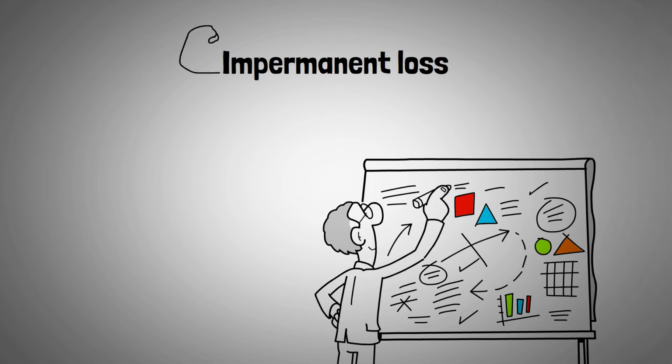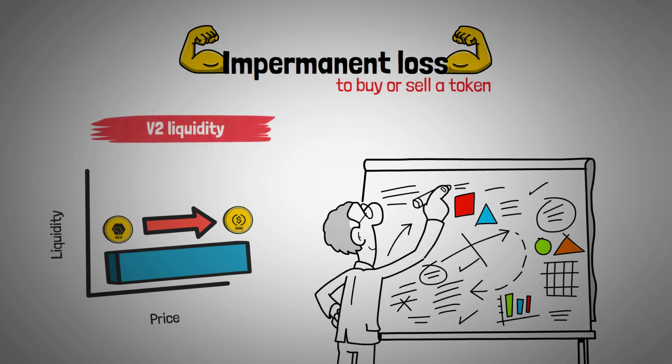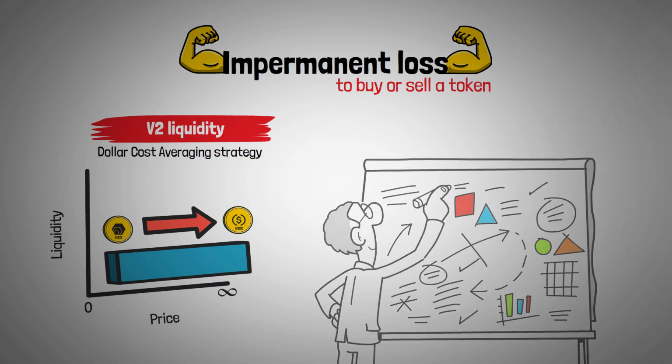However, providing liquidity can also be a strategy where impermanent loss works in your favor, effectively causing you to buy or sell a token. As the price moves across your range, you automatically exchange one coin for another. A V2 liquidity position can be viewed as a dollar cost averaging strategy, where you slowly accumulate more of one token over time. In this case, you never completely buy into or sell out of a position as you spread your liquidity from 0 to infinity.